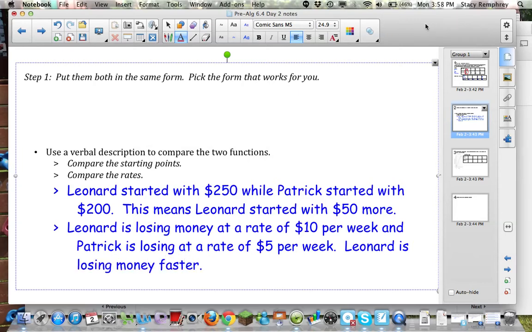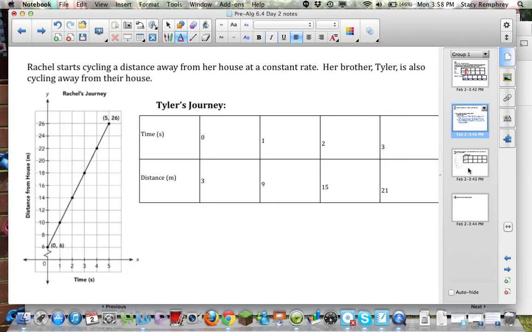Who's faster? Okay, so when I say write a verbal description to compare the two functions, I want you to talk about the starting point and I want you to talk about the rate. Okay, I'm going to do one more.